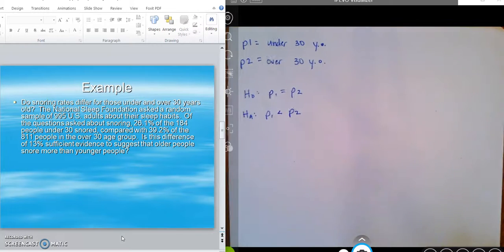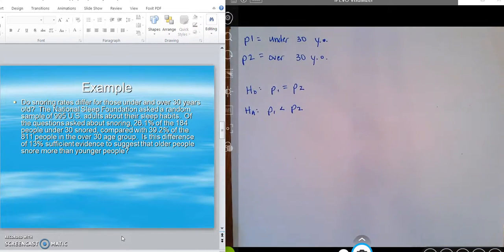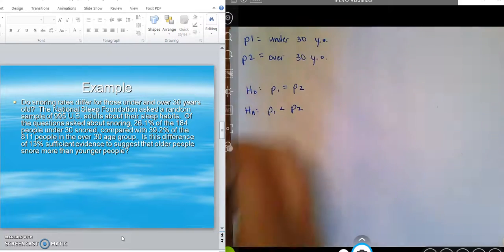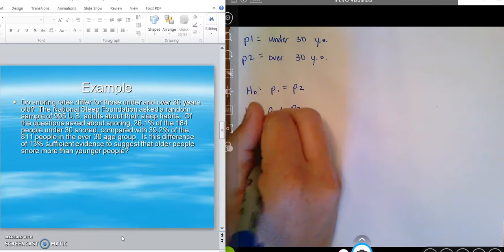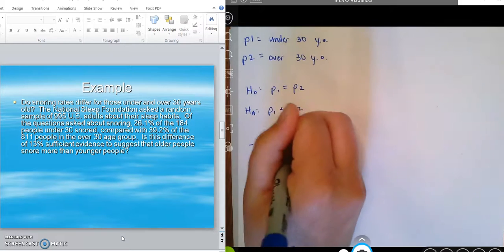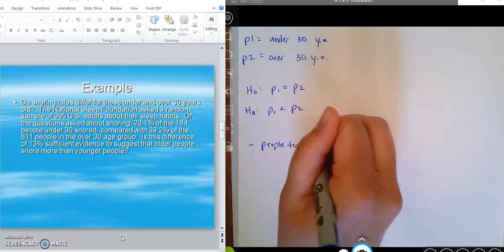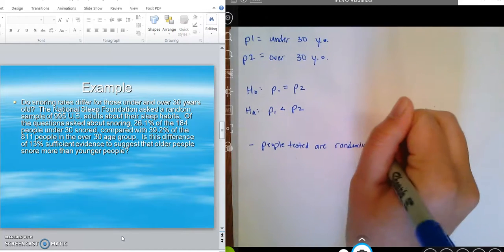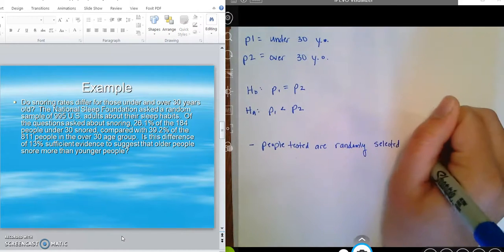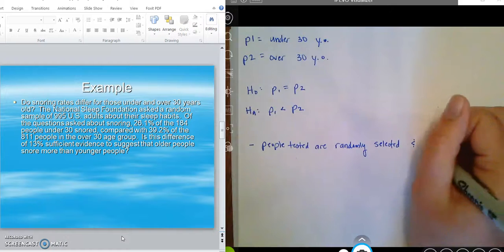Next is conditions. You still have conditions. They have not gone away. They're not going to go away. You have to write them every single time in context. So the first one is that people tested are randomly selected and independent of each other.